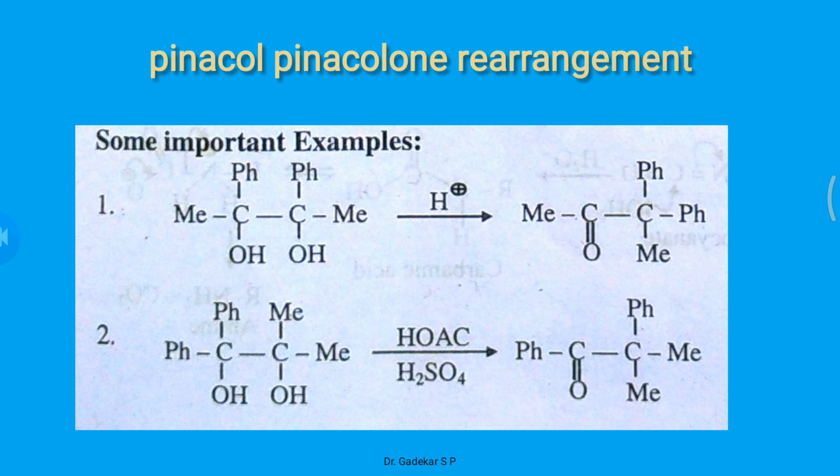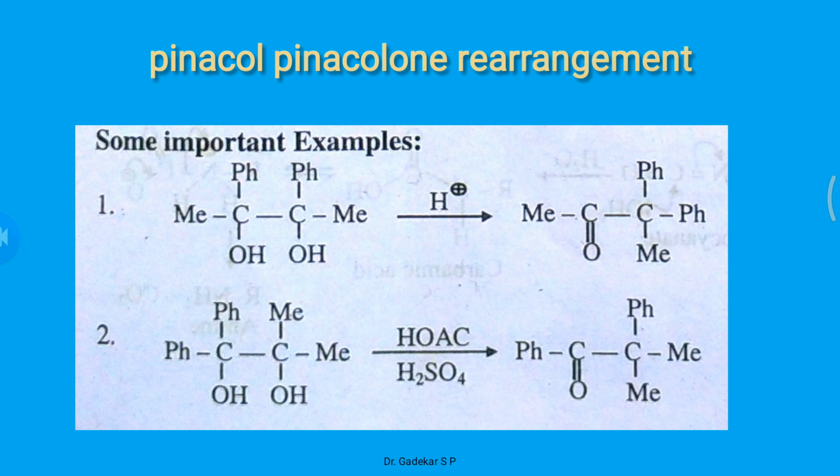Second reaction. In the second reaction, one carbon has two phenyl groups and another carbon has two methyl groups. If this 1,2-diol or geminal diol reacts with acid, it may be acetic acid or H2SO4, sulfuric acid, to form, say, a carbocation. Then which one has the more migratory aptitude, phenyl or methyl?